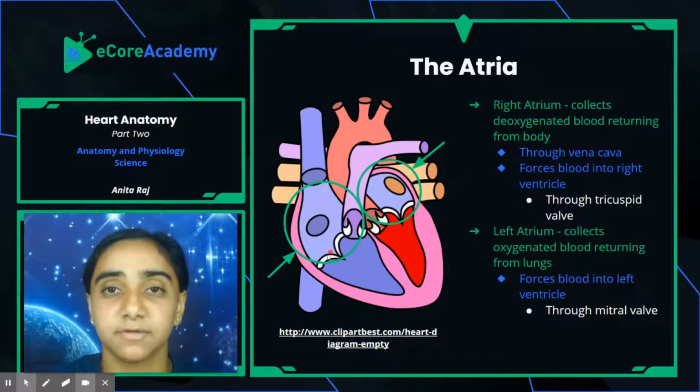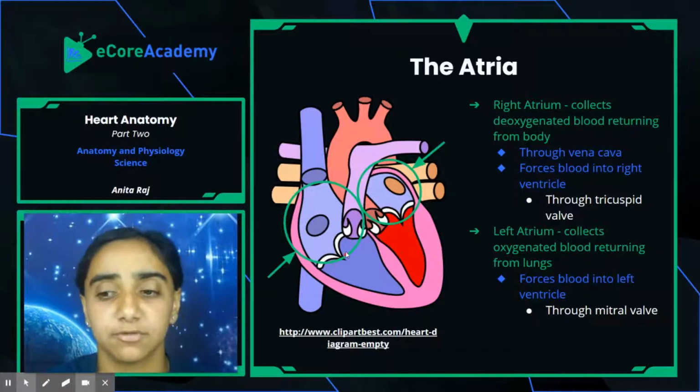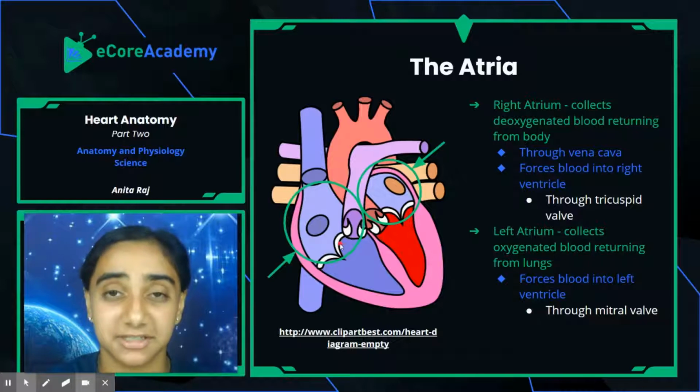Just like the tricuspid valve is over here, this partition between the right atrium and the right ventricle, you have the mitral valve as the partition between your left atrium and your left ventricle. You can also call this a bicuspid valve because it only has two flaps as opposed to the tricuspid valve's three flaps. Okay, let's go to the next slide.